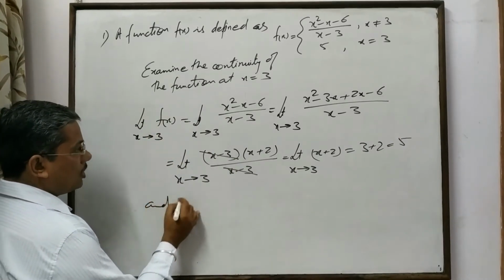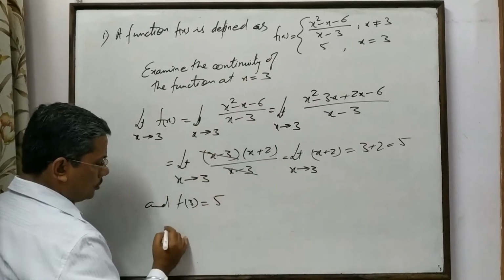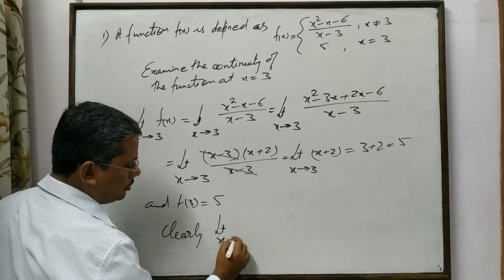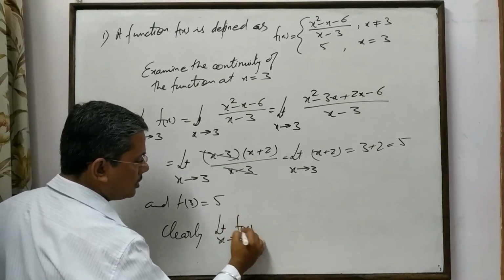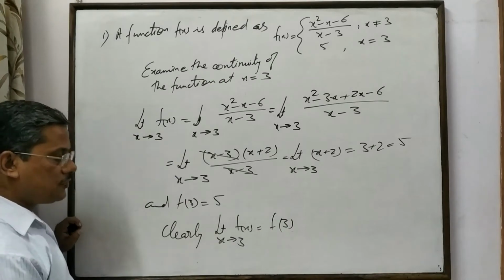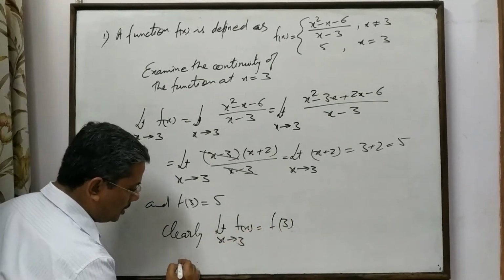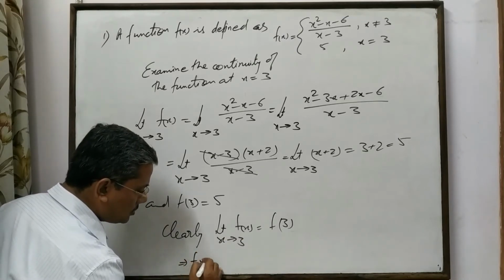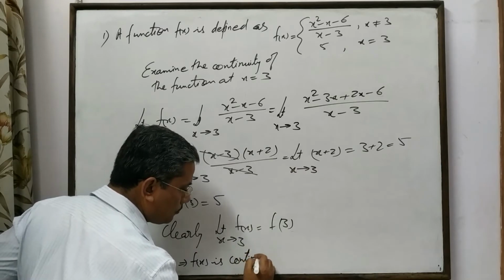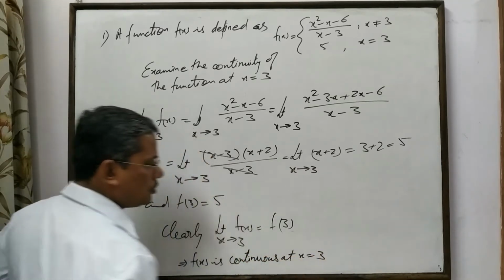And what about f of 3? When x is equal to 3, the value of function is 5. So clearly, limit x tends to 3, f of x is equal to f of 3. So that satisfies the definition that limit x tends to a of f of x is equal to f of a. This implies f of x is continuous at x is equal to 3.